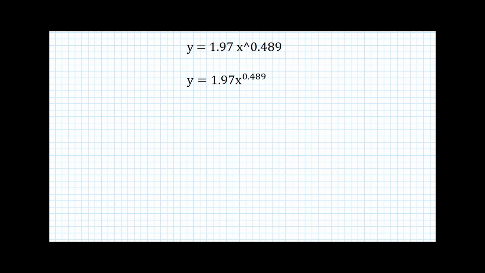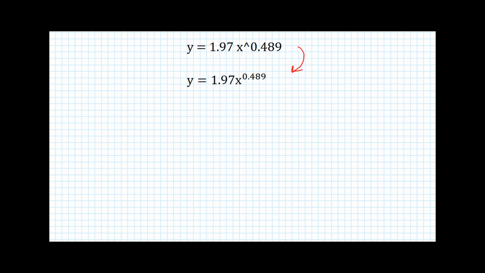The equation that Google Sheets gave us is y is equal to 1.97 x to the 0.489 power. This funny symbol right here is called a caret, and that means exponent. So let me rewrite this equation so it looks a little more like something you've seen. Y is equal to 1.97 times x to the 0.489 power. Okay, so that's the equation we get from the spreadsheet, from the graph.